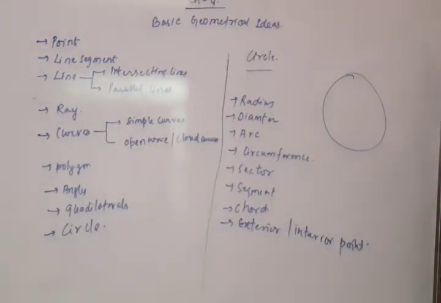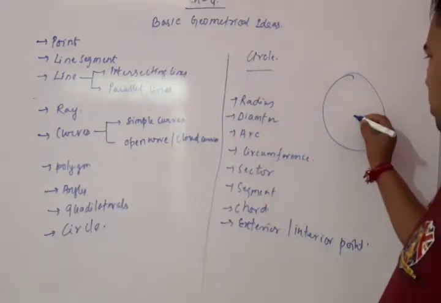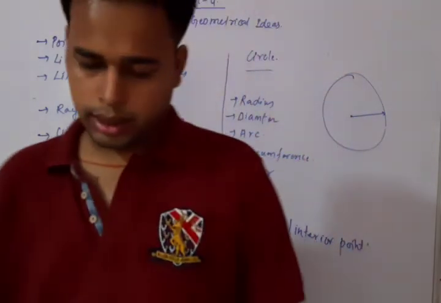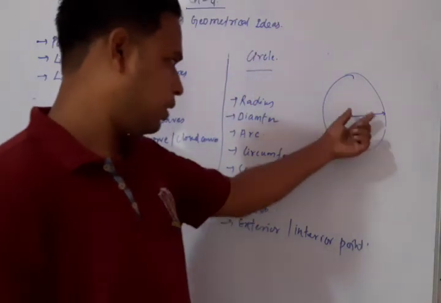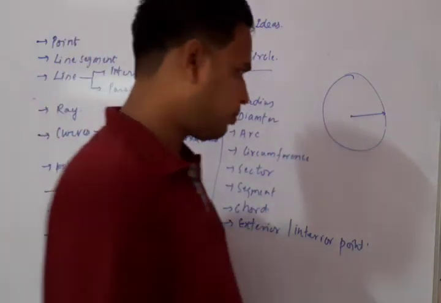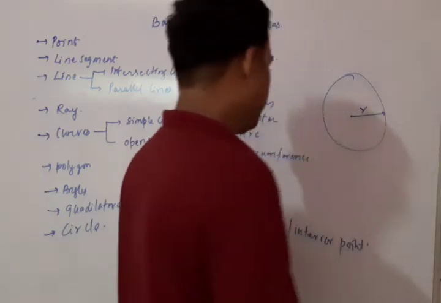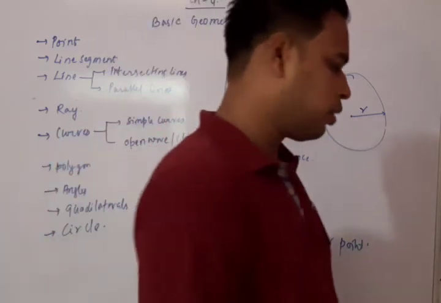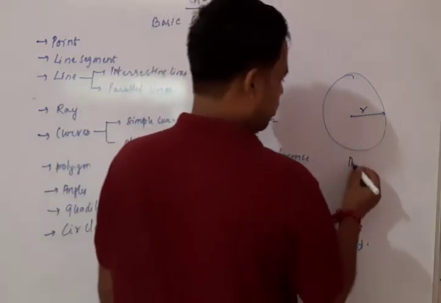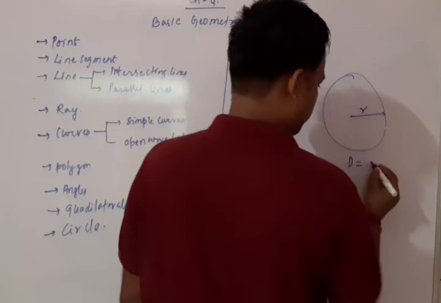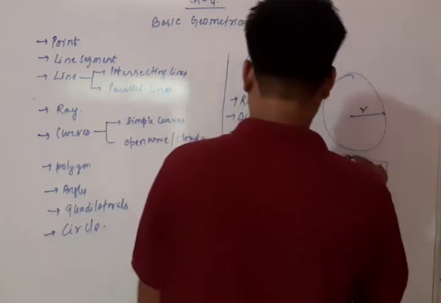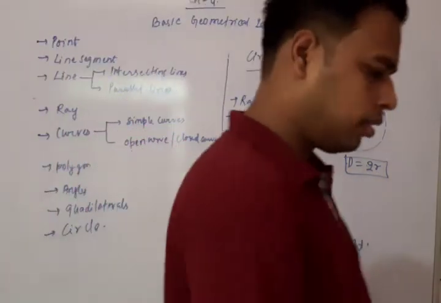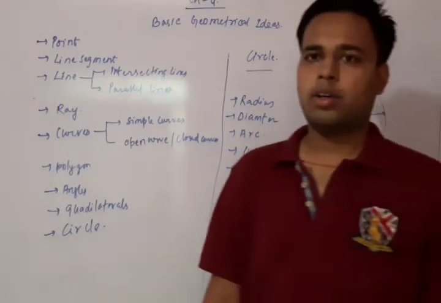So the fixed distance from the center to the arc is known as the radius. This length is known as the radius. This is the arc. And what is diameter? Diameter is twice the radius. So here D is equal to 2r. Arc is the path along the boundary.